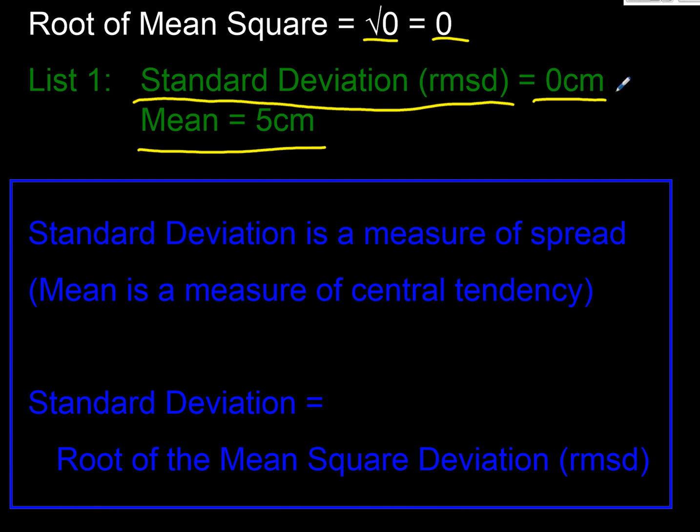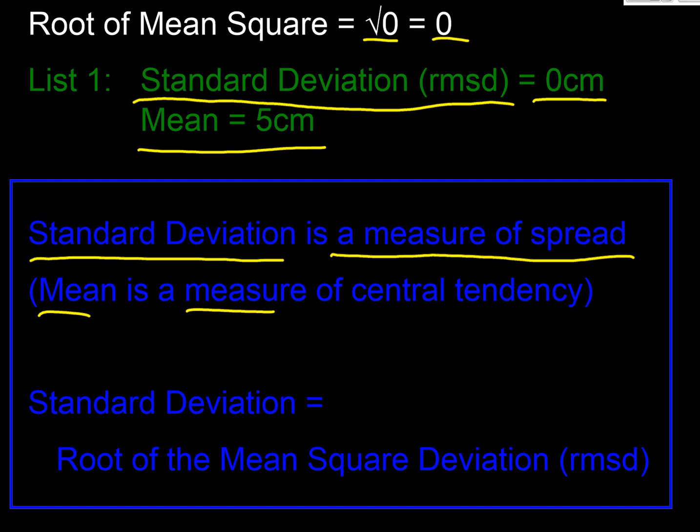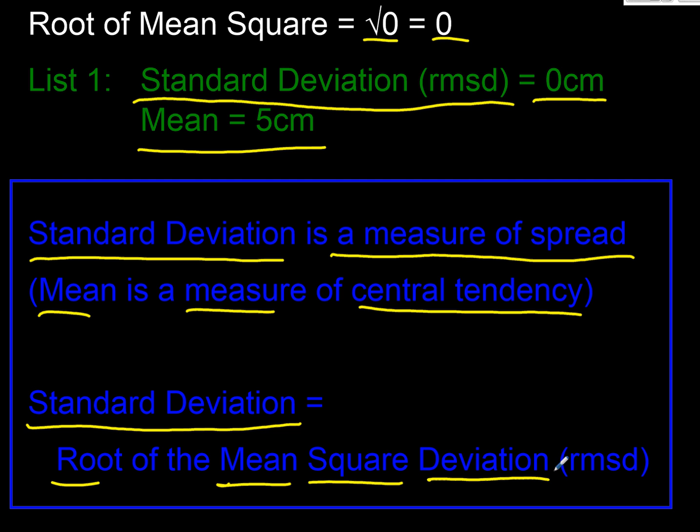So there we have it. We now have a standard deviation which is a measure of spread, in the same way that a mean is a measure of the central tendency. And our standard deviation can be calculated from the root of the mean square deviation, which in practice we calculate by calculating the deviations, squaring them, finding the mean of them, and then finding the root.